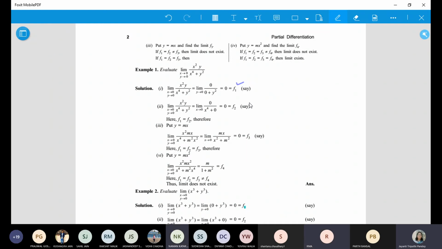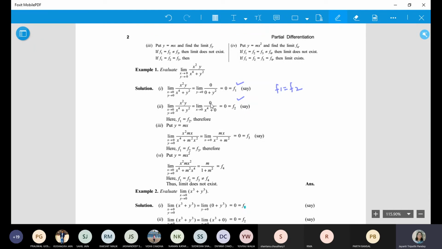Yes, ma'am. Now, in this situation, you are putting y first and then x. When you put y first, the numerator becomes 0, so obviously this total will become 0. And whether you put x equal to 0, the limit will be 0 only. So this is the situation. You are able to find f1 is equal to f2.